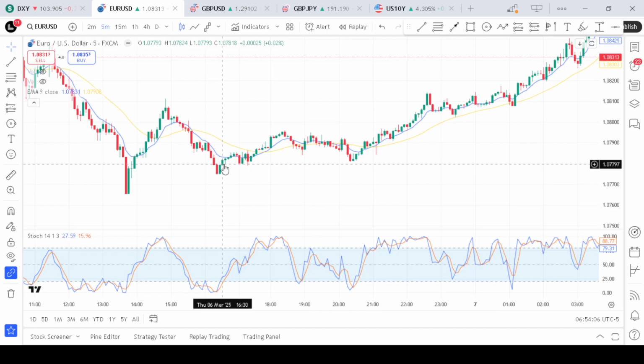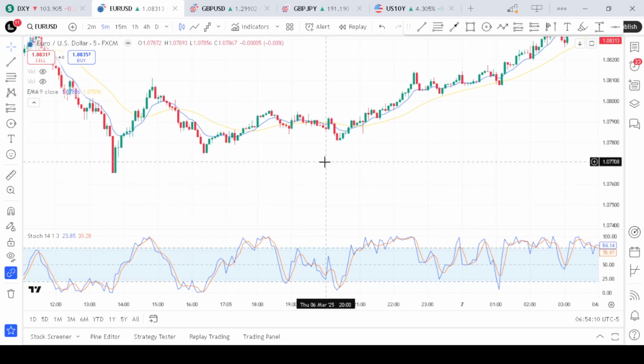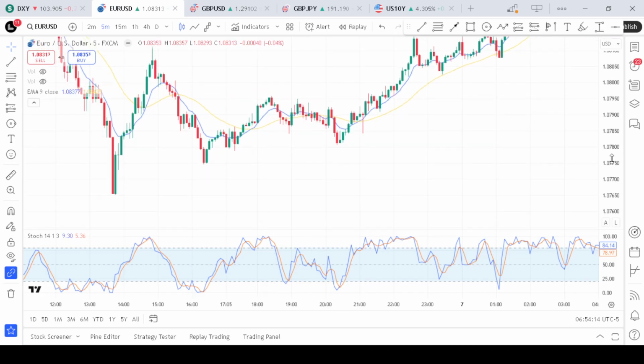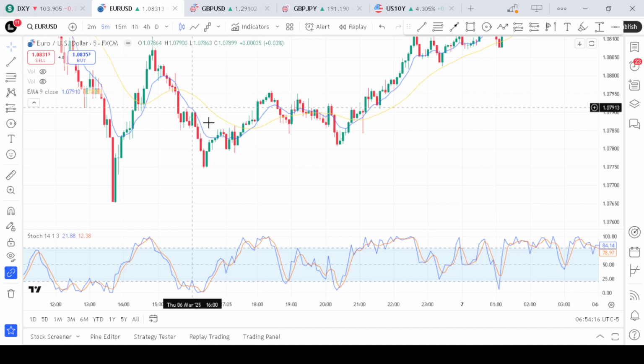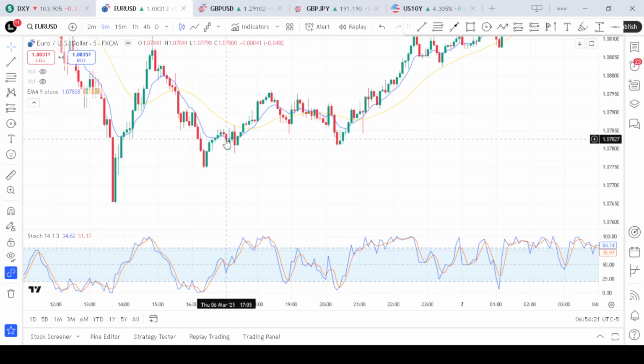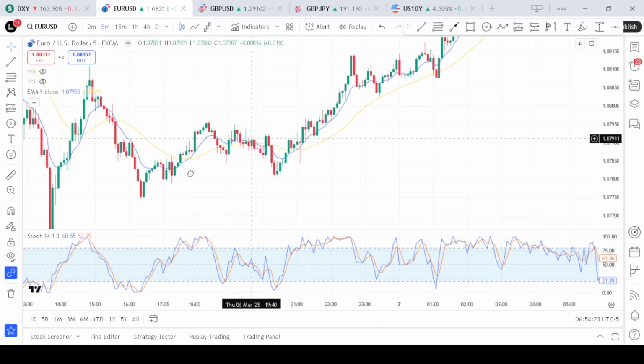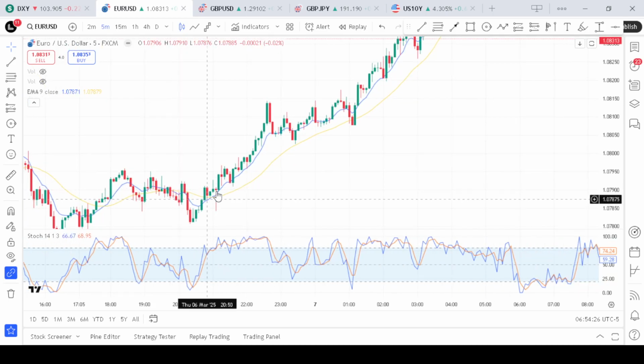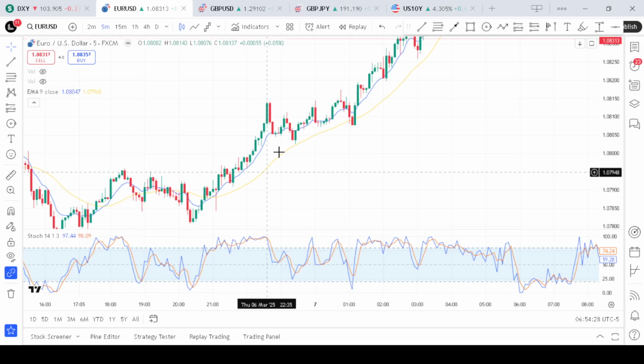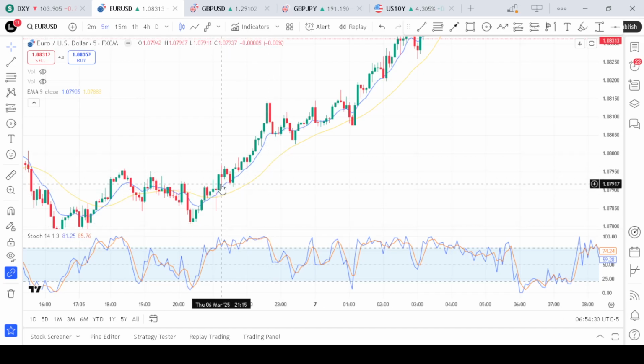The second step is to identify your entry signals. How do you identify your entry signals? For a buy trade, you wait for the smaller EMA, which is this blue line, the 9-period EMA, to cross above the larger EMA. When the smaller EMA, the blue line, crosses above this yellow line, which is the longer EMA, it signals an uptrend. You also confirm your stochastic oscillator moving out of the oversold zone.